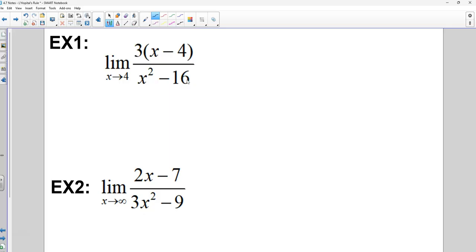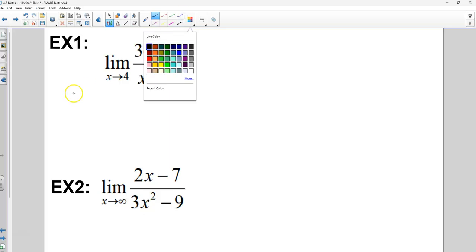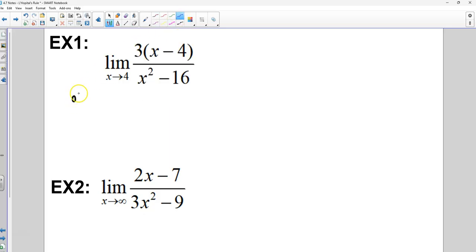Not quotient rule, because this wasn't derivatives. There were a lot of different things that we looked at. This one, factor the bottom. Okay? So, the old way, we'll call this old way, which still works and is totally valid.